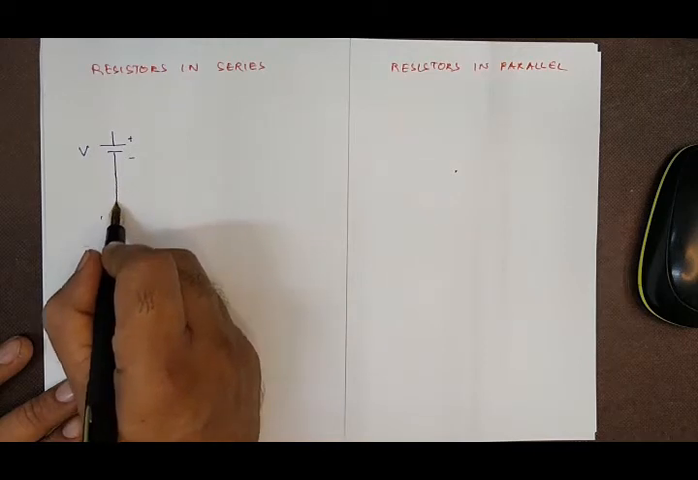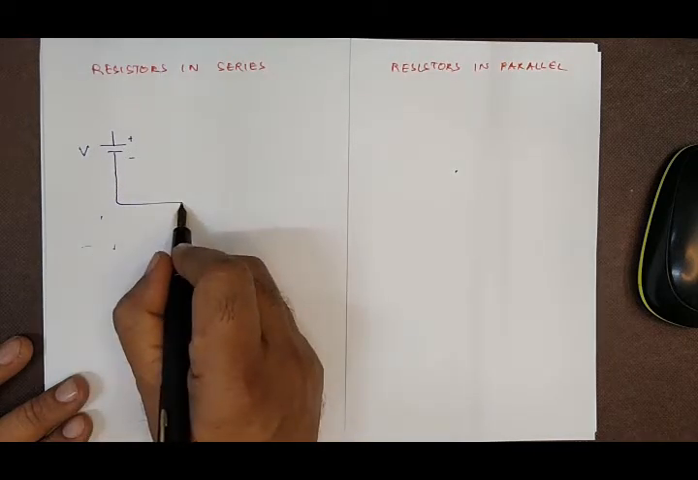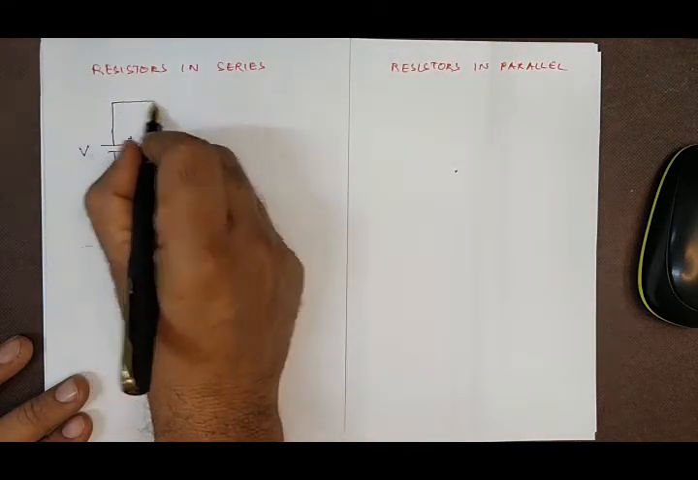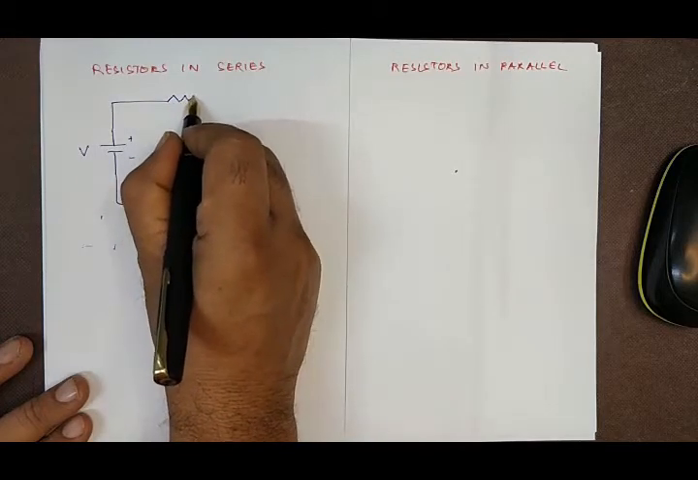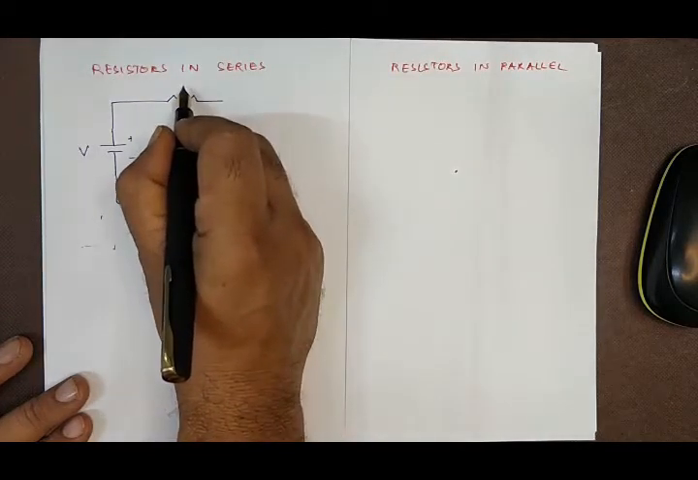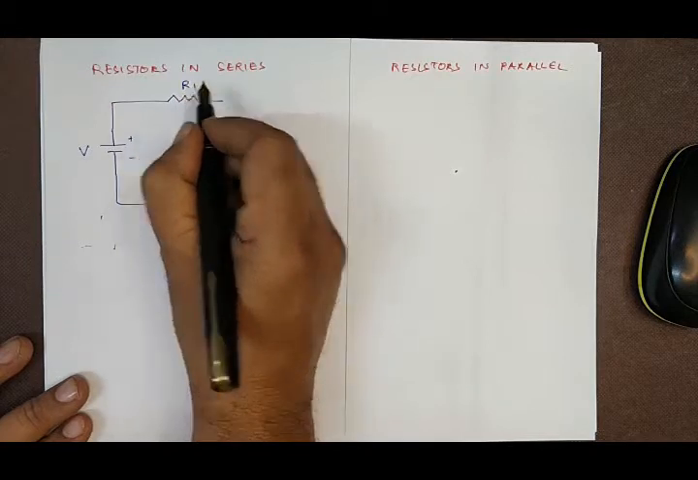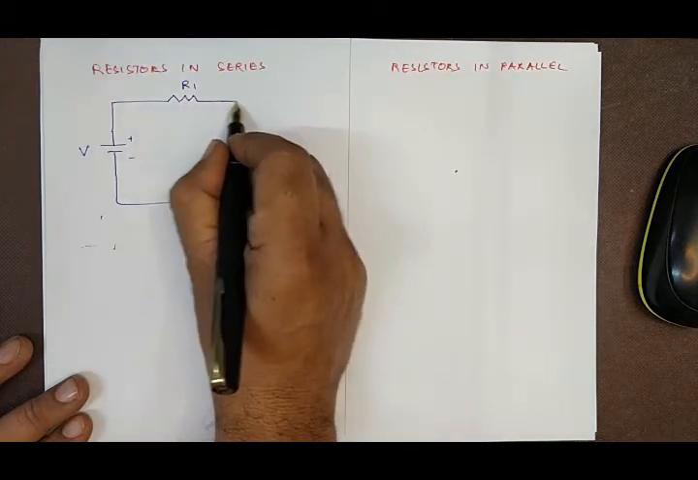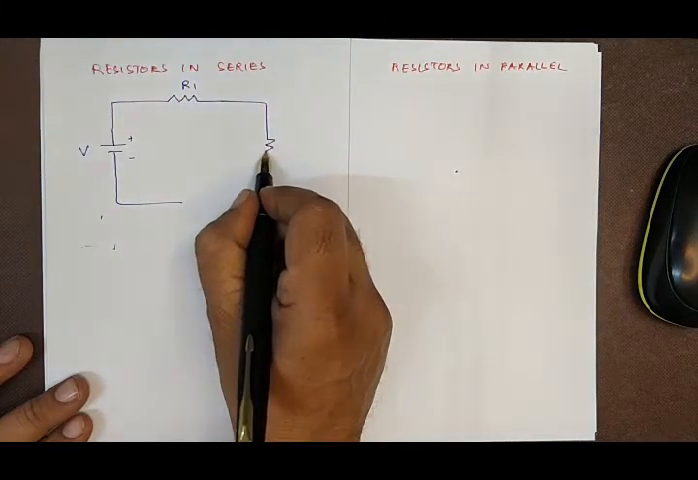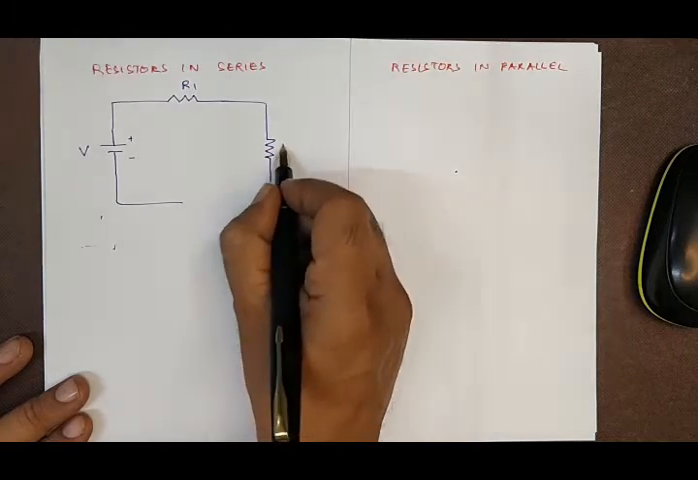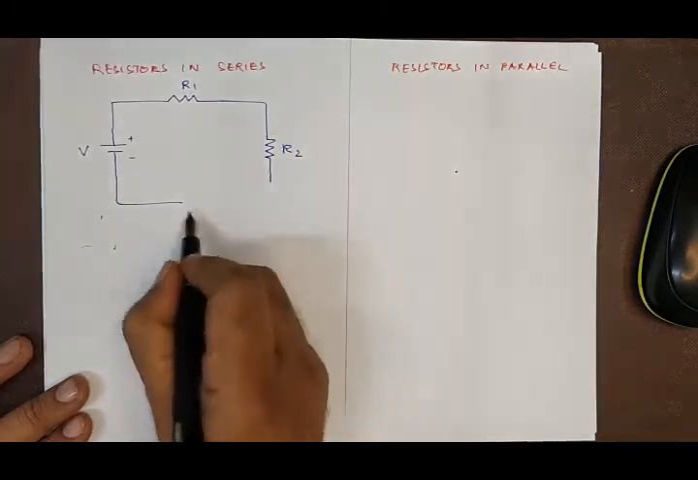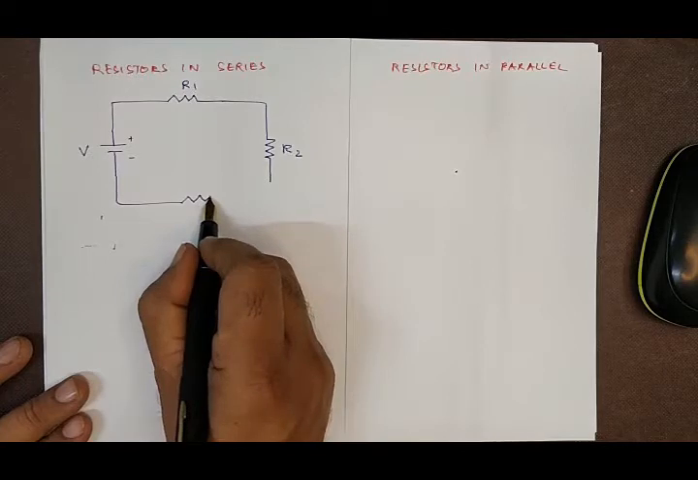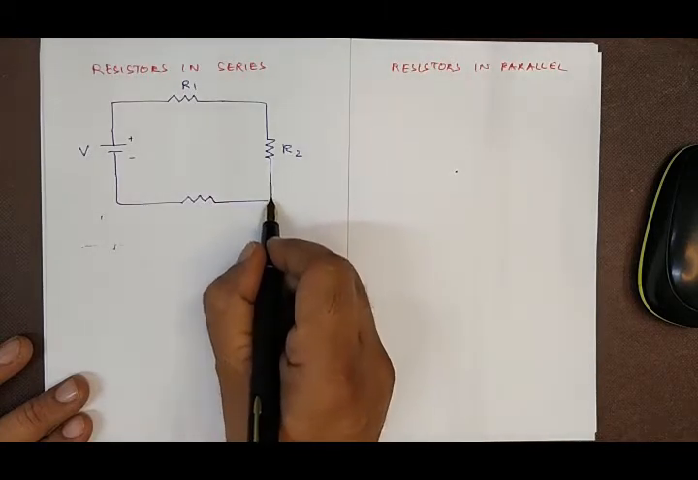where we have resistor 1 and resistor 2 and resistor 3.